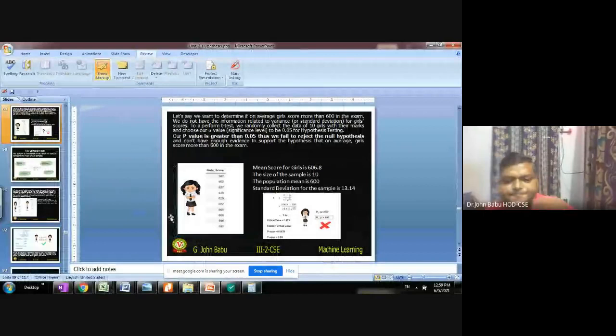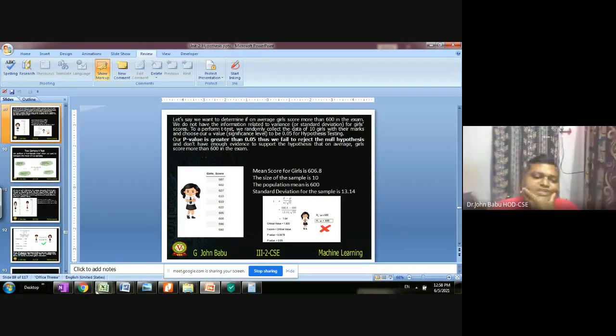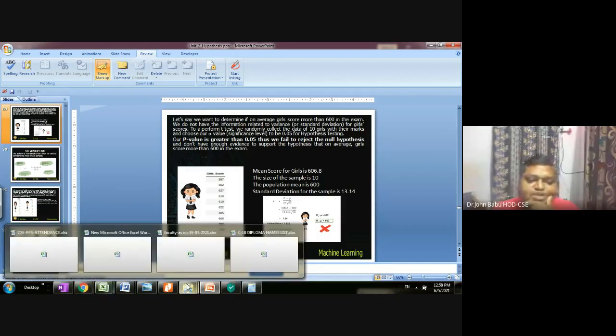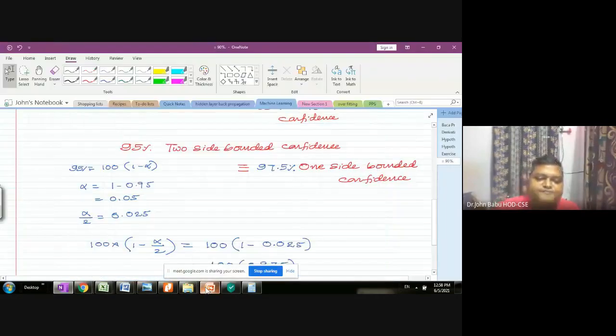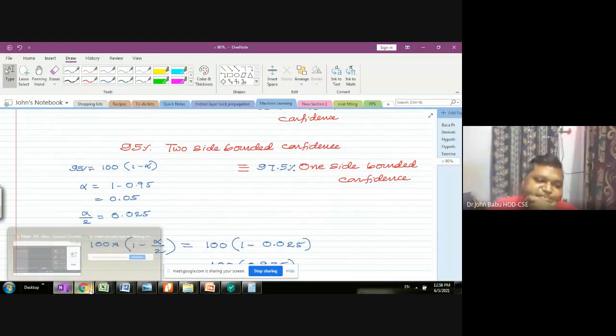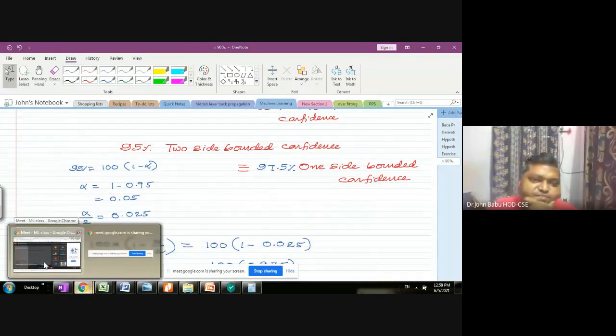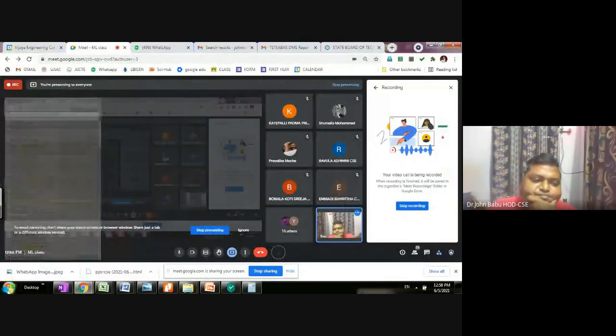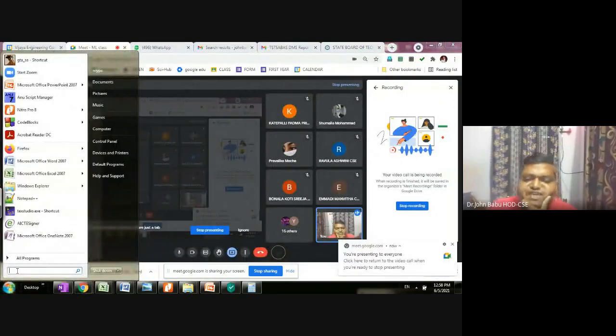So what is the difference between one sided, one side bounded and two side bounded? In one side bounded, it is alpha significance. In one side bounded, what is the significance value?